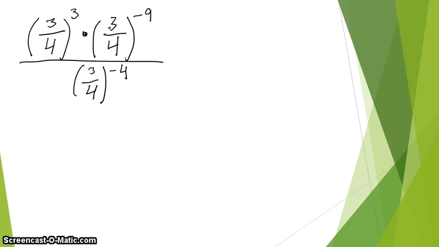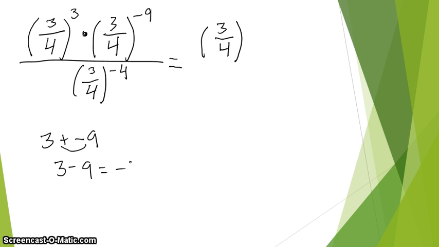So I'm not going to flip these around yet because I want the same bases. 3 over 4 is the base in this case, and you see 3 over 4 everywhere. So in order to be able to deal with these exponents, I want to keep my bases the same. So first thing I'm going to do is go across the top. This is multiplied, so I'm going to add these. So 3 over 4 will stay the same, and then 3 plus negative 9. These are going to make a minus, so it's the same as 3 minus 9, which will give me negative 6. So this is to the negative 6th power now.